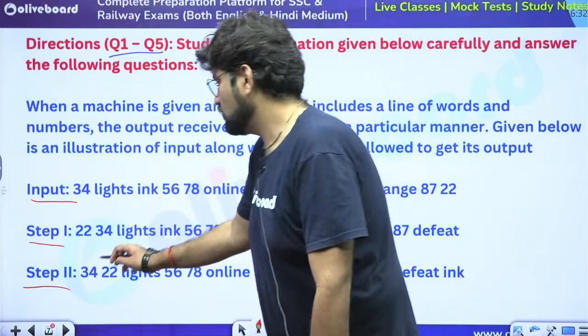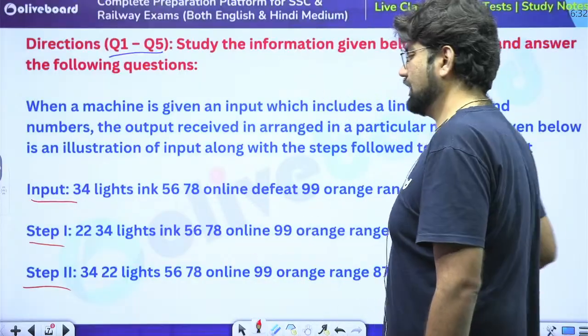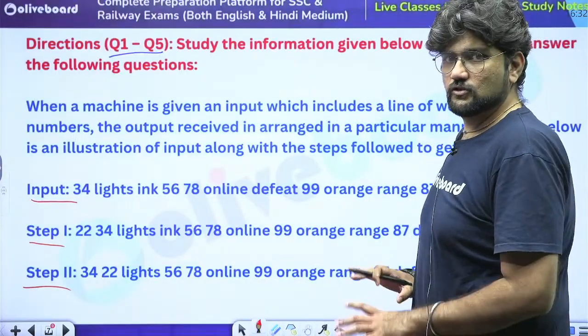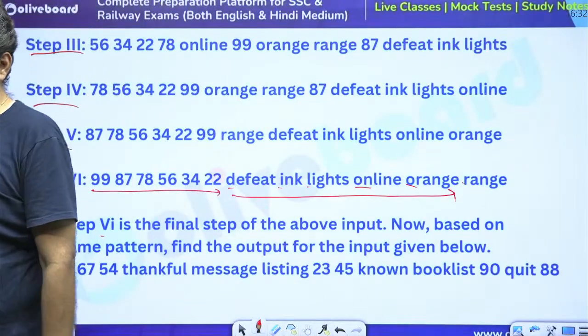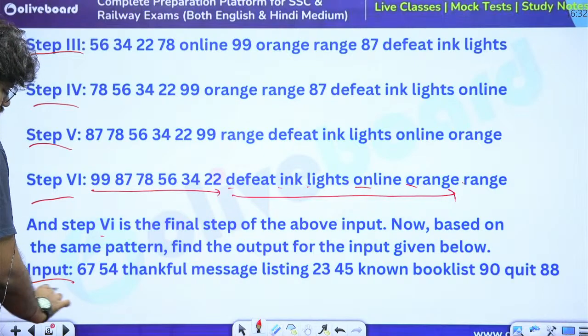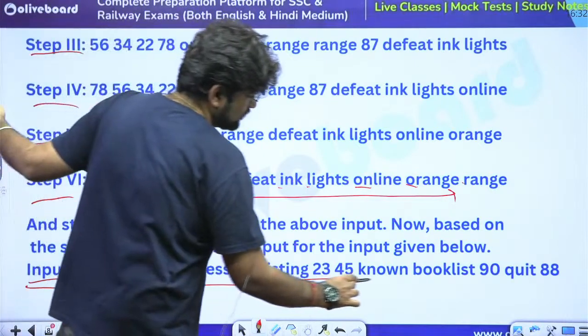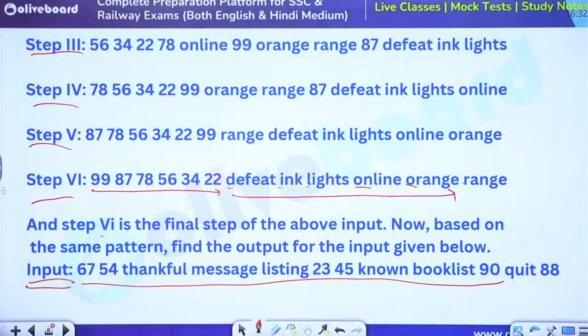No, in the next step, 34 is coming here and the next word after defeat, ink, is going at the back. Okay. So that is the arrangement. Understood what needs to be done? Okay. We have figured out what needs to be done. Now we are looking at the actual question. The actual question is, if this is the input, so you need to solve this first. Okay. You need to solve this first to get the correct answer.